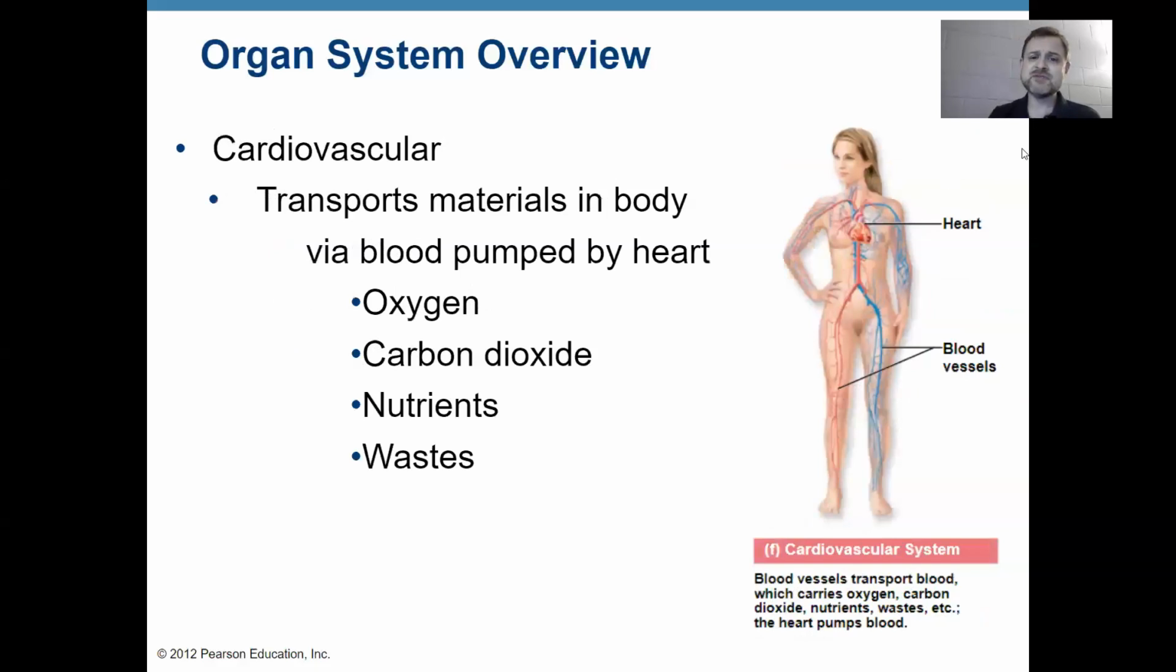The cardiovascular system would be your heart and your blood vessels. So this is the transport system of your body. Your heart pumps blood to transport things like oxygen, carbon dioxide, nutrients from what you digested for lunch, and then also waste products.